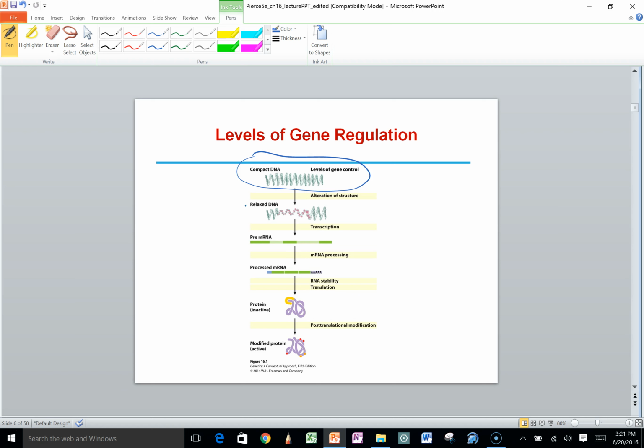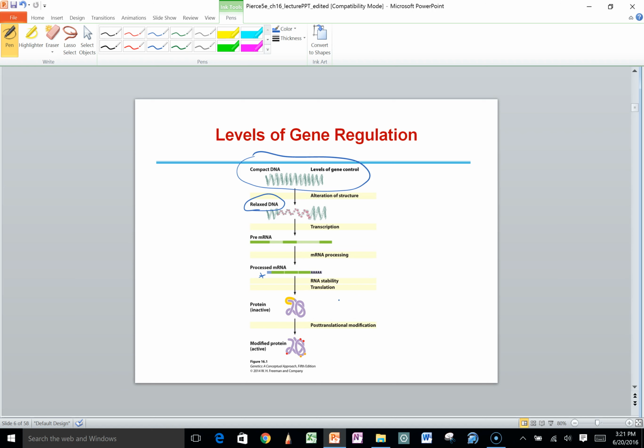And if you relax the DNA or loosen it up, then you can transcribe the gene. Then you get a pre-messenger RNA. Then there's mRNA processing, and you might get a 5' cap and a poly A tail. And then depending on some of those modifications, the RNA will have different stability, or it might get transported to the cytoplasm better or worse, or it might get translated more or less efficiently. And then you make a protein.